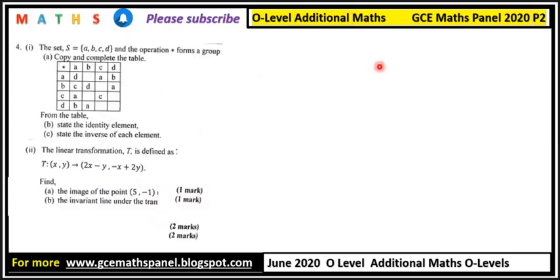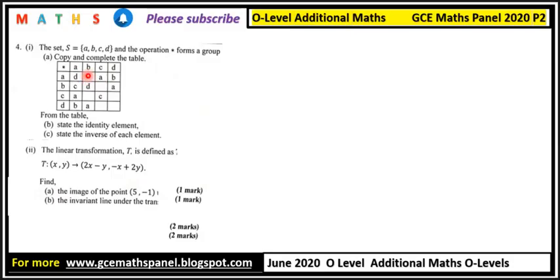The next question reads, the set S equals {A, B, C, D} and the operation star forms a group. Copy and complete the table. So let us look at how we can copy and complete this table. Now look at this first row here. They have used A, they have used B, they have not used C. So just put C here.